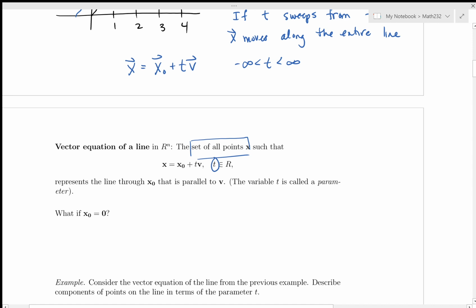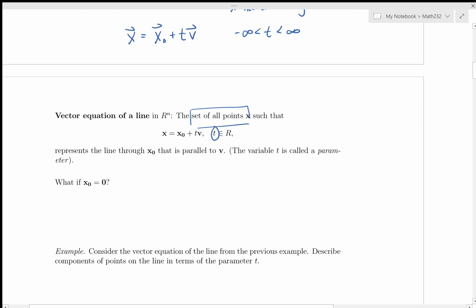What happens if x naught is 0? That's not too difficult to plug in there. Let's see what happens. That means that x would be equal to tv, with t still going from minus infinity to infinity. And that means we'll have a line here that is parallel to v and passes through the origin. This line passes through the origin.